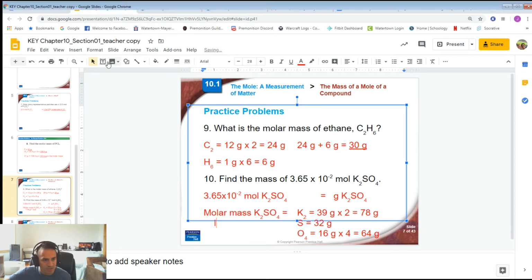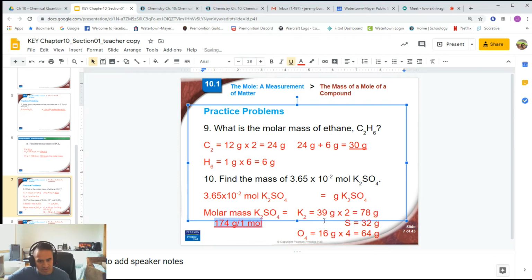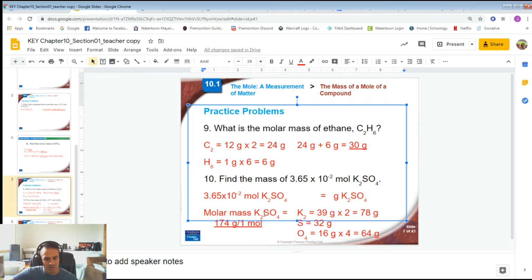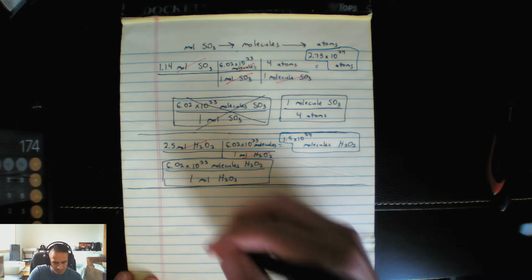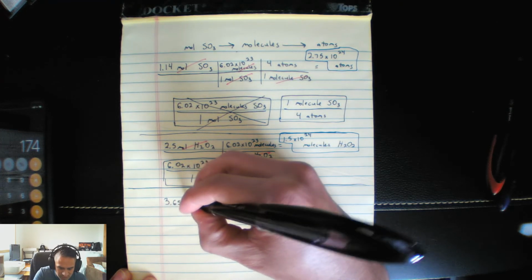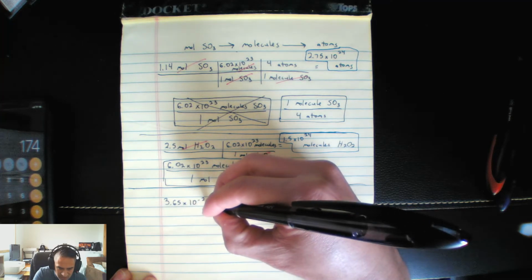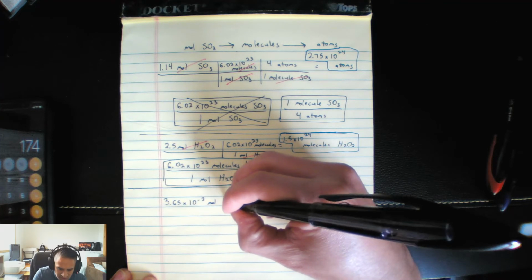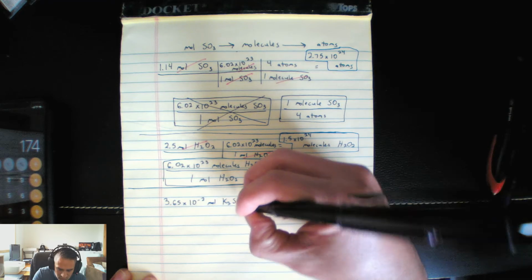We can use this to convert. Okay, so we're going to switch over to paper here. I'm going to write out all the information that we know, and here's how we're going to do this problem. Pretty simple. So we have 3.65 times 10 to the negative second moles of K2SO4.